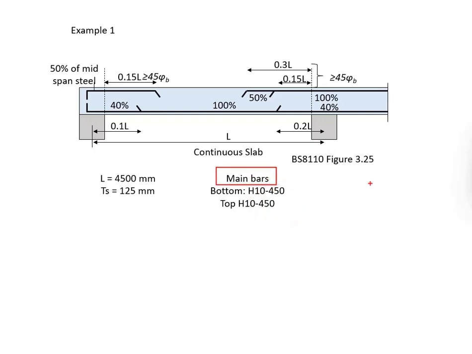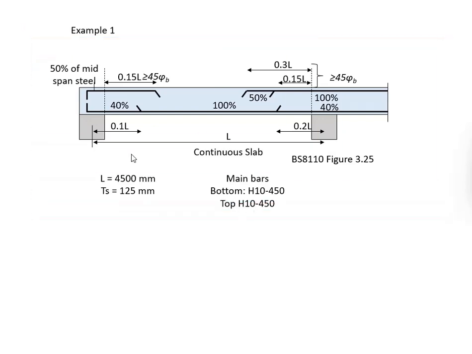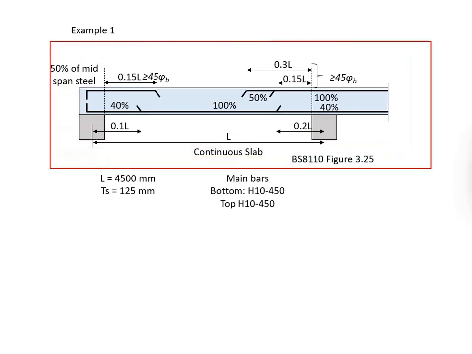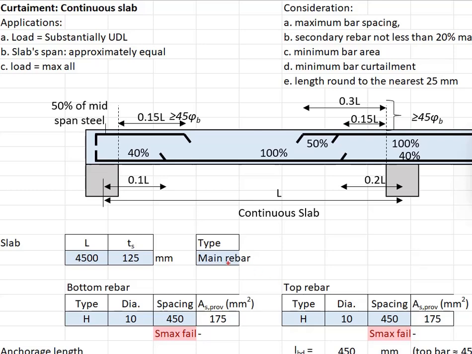Since we are dealing with the main bar, you know that this 450 will definitely fail in terms of the maximum bar spacing. Now, having the conditions set here, let us look into the design process for the curtailments of the continuous slab. We are dealing with the main reinforcement bar.